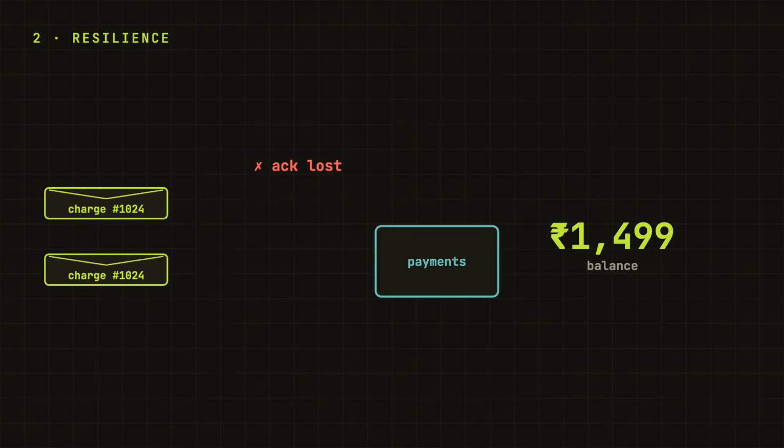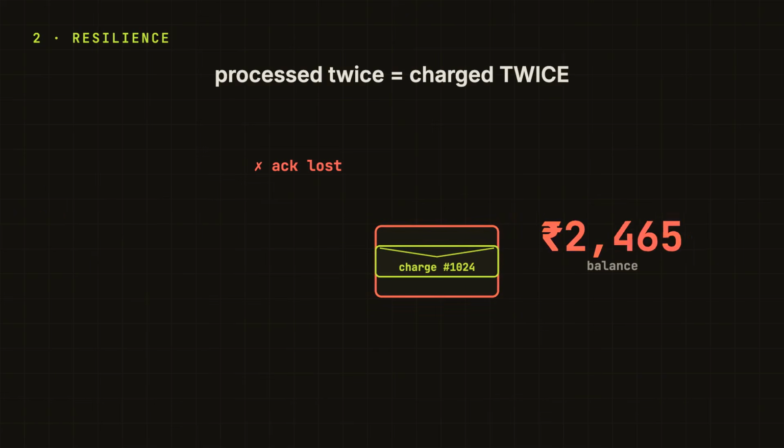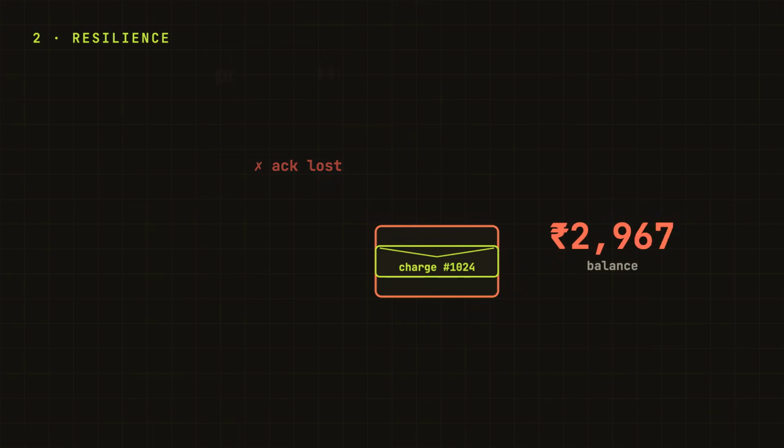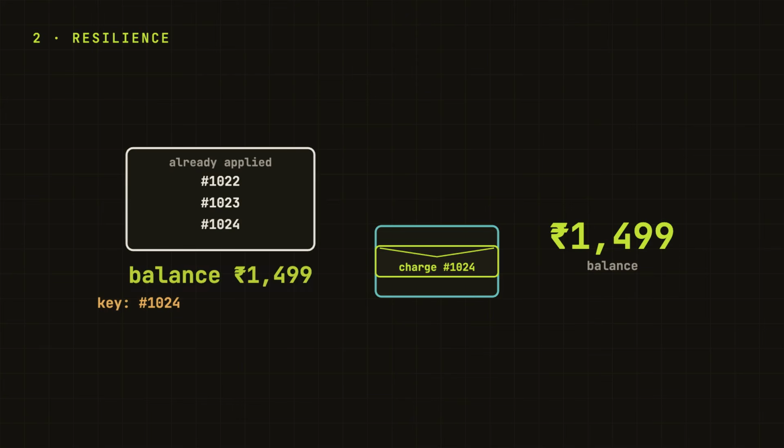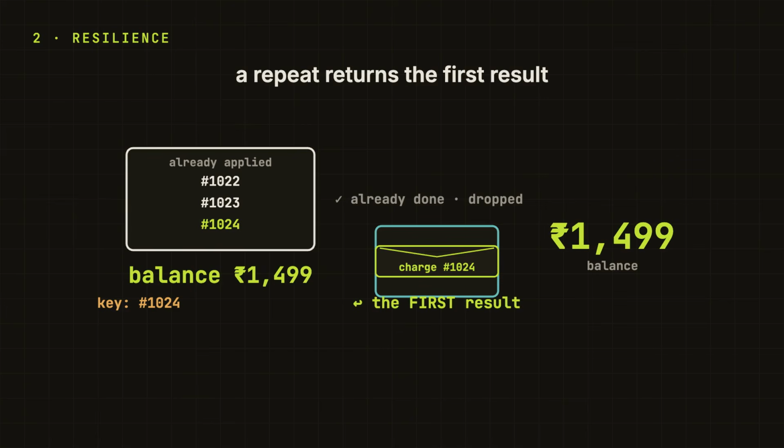If you process it twice, the customer is charged twice. A disaster. Idempotency means an operation can be safely repeated with no extra effect. The standard trick is an idempotency key. The client attaches a unique ID to the request, and the server remembers, "I already processed this ID," so a repeat just returns the first result instead of charging again. So, a safe retry never double charges.